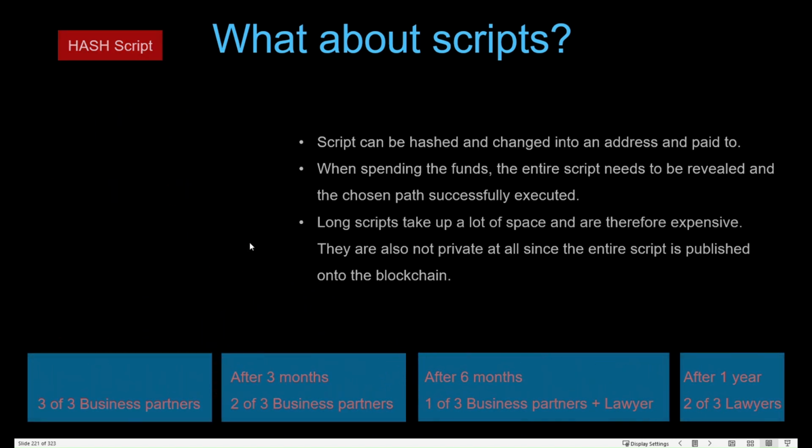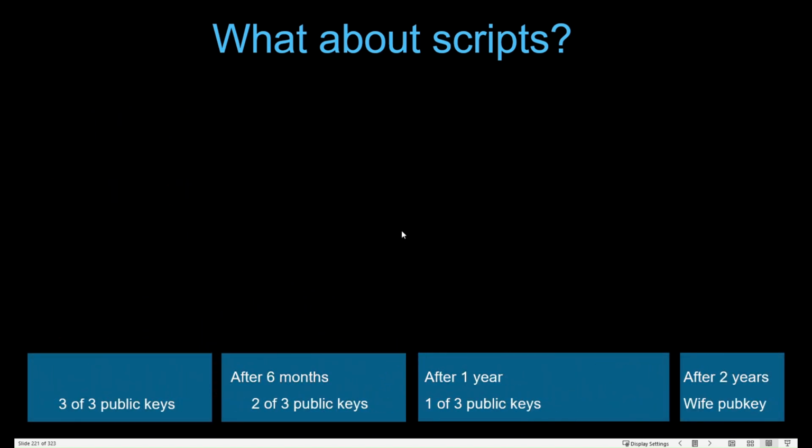Well, if we instead break all those things up, and I changed it for a later example. I made it more like an inheritance protocol. So 3 of 3 after 6 months, 2 of 3 after 1 year, 1 of 3, and after 2 years, let's assume I'm dead and my wife can access the funds with her public key. Because she couldn't understand the instructions in my will. All right, let's just go with this.